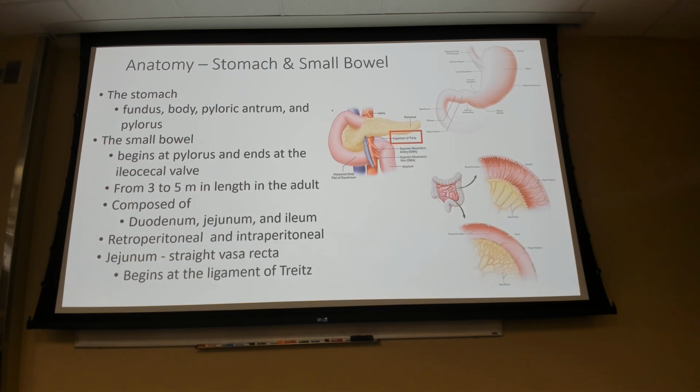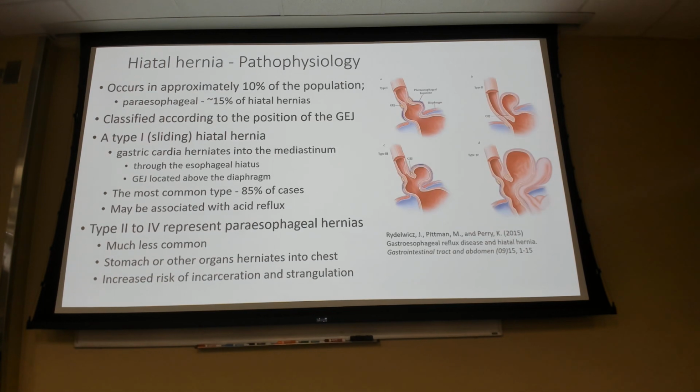All right, let's talk about the stomach and the small bowel. I'm not going to bore you to death on the anatomy, but it is important to remember where the jejunum starts at the ligament of Treitz. It helps us identify whether it's stomach, duodenum, or small bowel, so we run through the small intestine on where we think the injury is, or the most common physiology we're going to see with it. So we'll start with hiatal hernia.